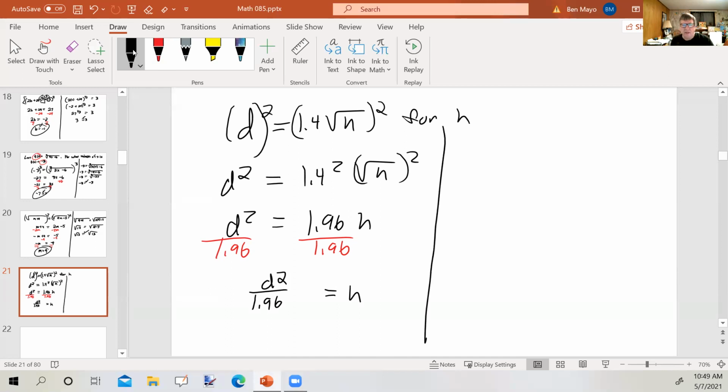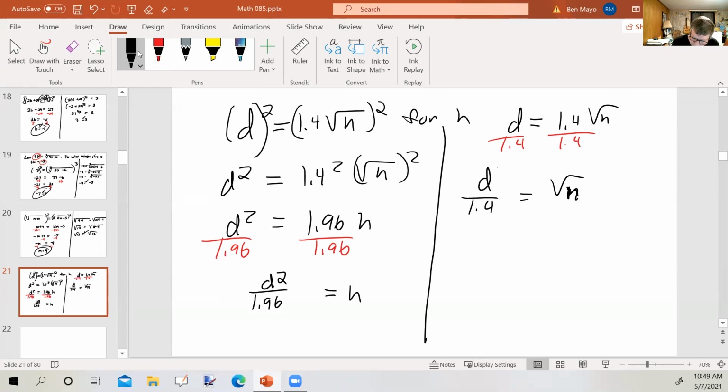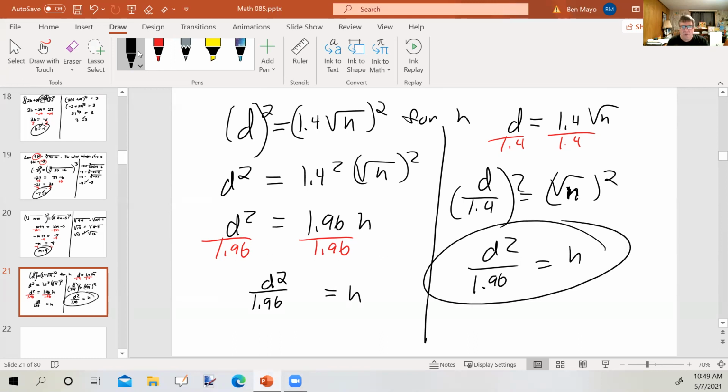Okay, now let's go back and let's get rid of that 1.4 before we square both sides and see what that looks like. So I've got the following. I'm going to divide both sides by 1.4. So d divided by 1.4 equals the square root of h. Then I'll come in and square both sides. I get d squared over 1.4 squared, which is 1.96, equals h. So I get the same result. But in either case, you're also going to be squaring that 1.4, sort of the coefficient there.